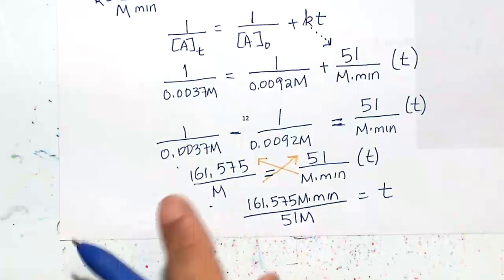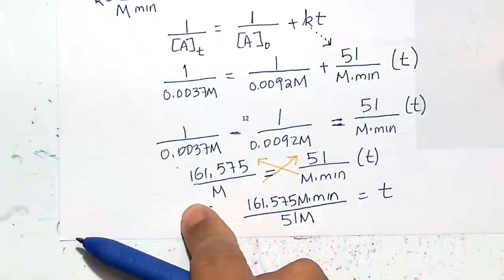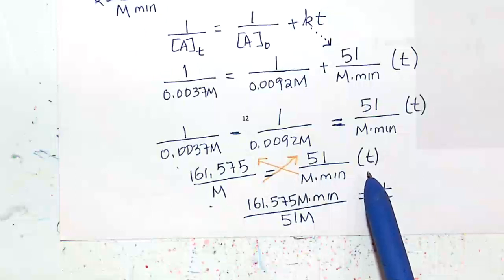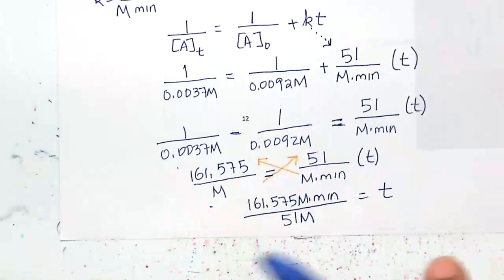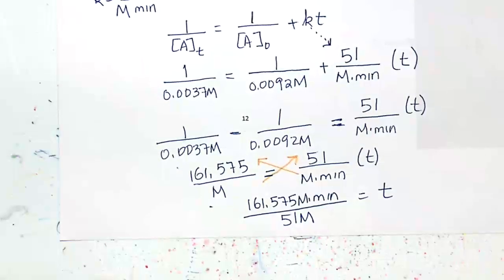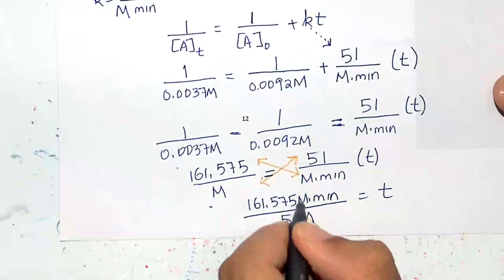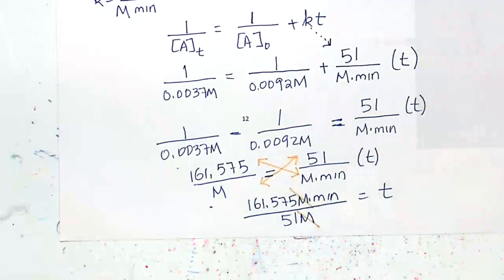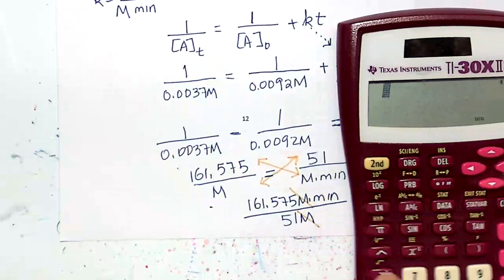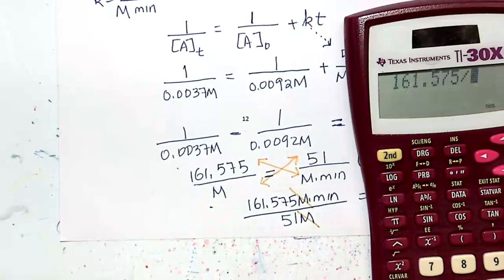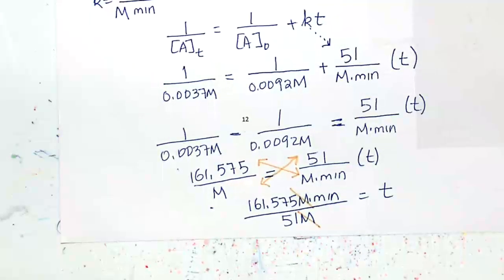This is just math now. Cross multiply this. This leaves t alone on the other side. All right, the capital M cancels. We're left with minutes. So 161.575 divided by 51, we're left with minutes, and it's about 3.17 minutes. 3.17 minutes.